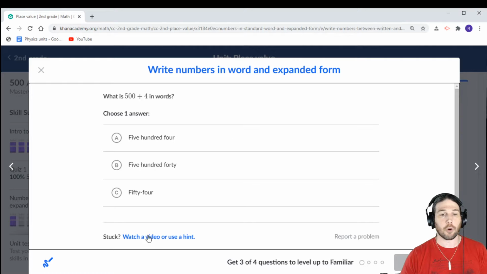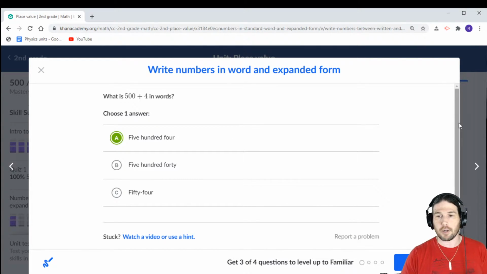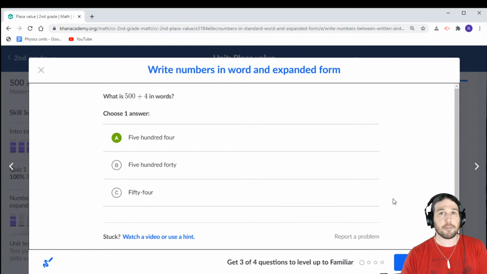What is 504 in words? As I say it aloud, it is 504. You don't have to say and. 504 is also correct. I always learned to say it with the and.